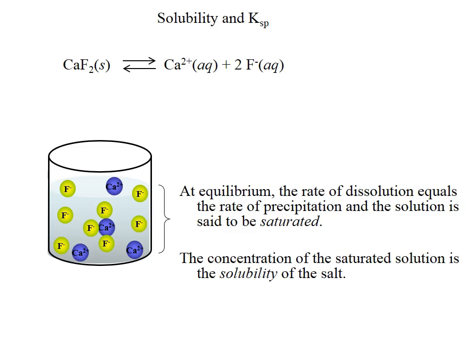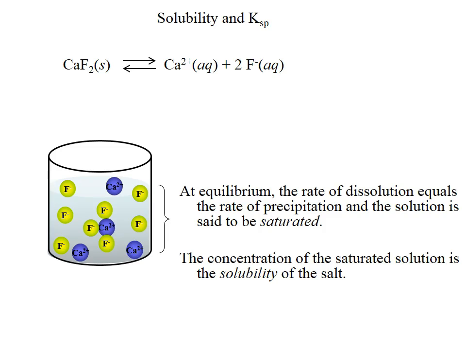Once those rates are equal, we're at a point called equilibrium that we've already learned a lot about. At equilibrium, the rate of dissolution equals the rate of precipitation. The solution is said to be saturated. A saturated solution at a given temperature is one where you cannot dissolve any more ions in the solution. It is as concentrated as it can be at that temperature. The concentration of that saturated solution is considered the solubility of that salt at that temperature. If you Google solubility, it'll say the solubility of calcium fluoride at 25 degrees is this many grams in a liter. That would be the concentration of the saturated solution.